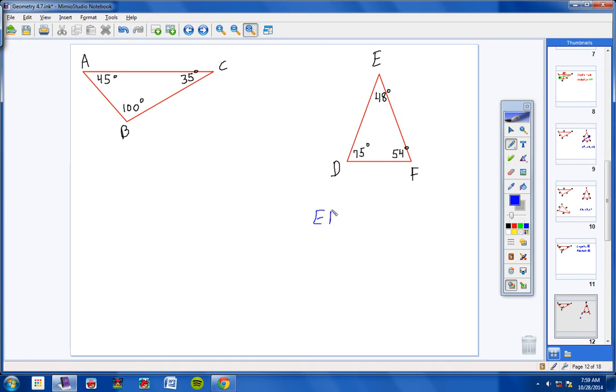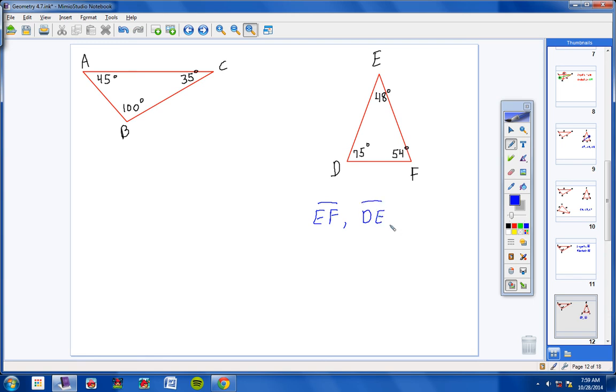Next, we're gonna look for the next biggest angle, which would be 54. Go straight across, and that would be side DE. Okay? Side DE.